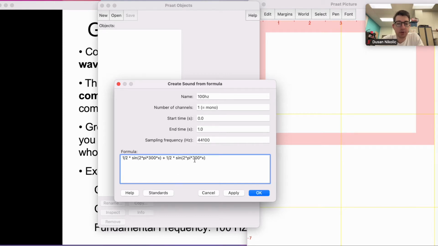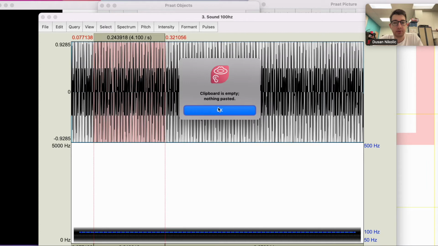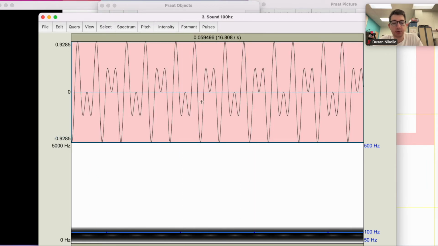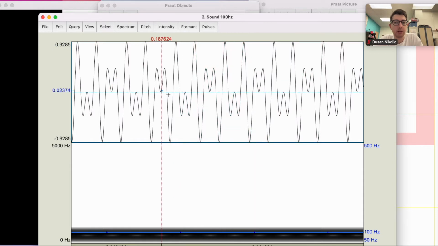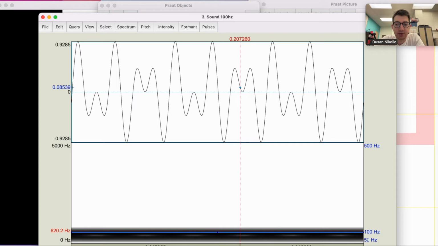Okay, so 300 and 500, and we get this guy. Oops, yeah, this is what we get. Let's start from here, for example. Grab a couple of chunks. All right, so this is what you get, and the frequency, or pitch, the fundamental frequency here, you can see is 100 Hertz, all the way through.